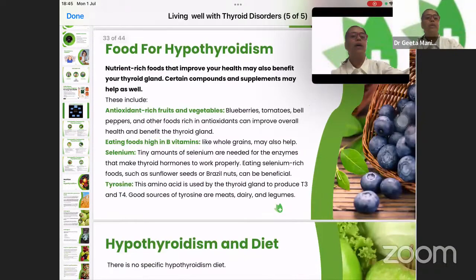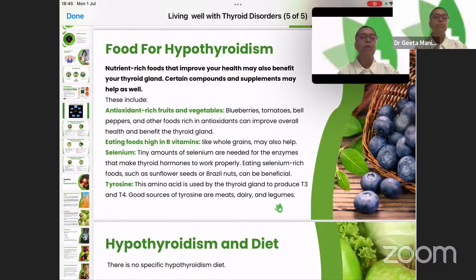Food for hypothyroidism. Nutrient-rich foods that improve your health may also benefit your thyroid gland. Certain compounds and supplements may help as well. Antioxidant-rich fruits and vegetables like blueberries, tomatoes, bell peppers, and other foods rich in antioxidants can help improve overall health and benefit the thyroid gland.